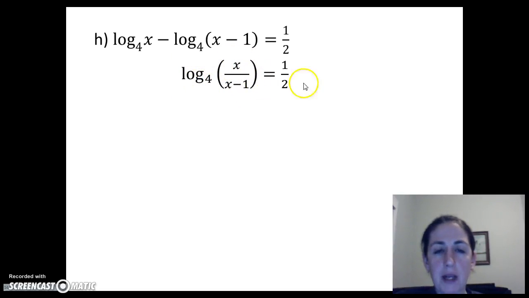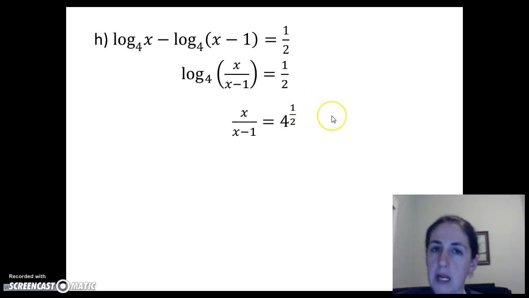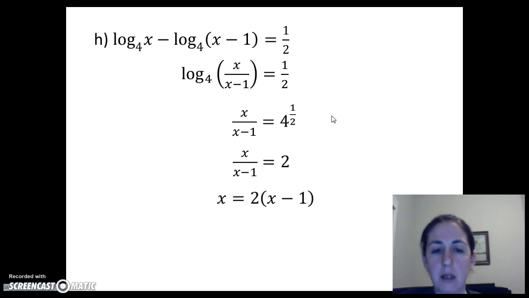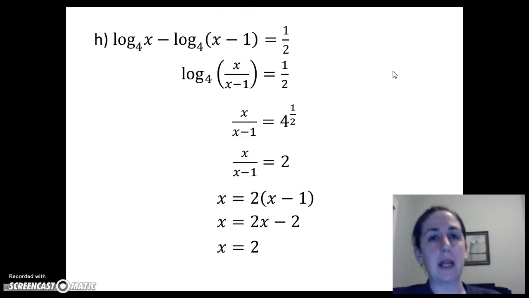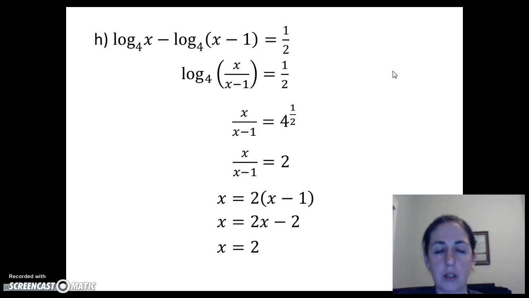Now we can make the log base 4 go away with a big exponential base 4. And remember, to raise to the 1/2 power is square rooting. 4 raised to the 1/2 would be the square root of 4, and we would have x over x minus 1 equals 2. Get that x minus 1 out of the denominator by multiplying. Distribute the 2 and solve for x. You would get x equals 2. Plug 2 into this logarithm, it checks out. Plug 2 into this logarithm, it checks out. It didn't give you a negative or 0, so that answer actually works.